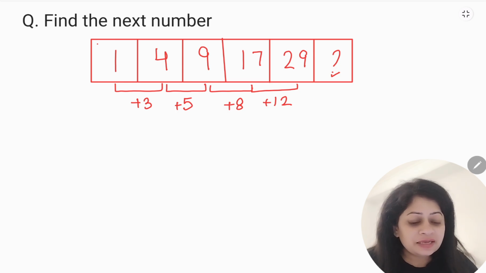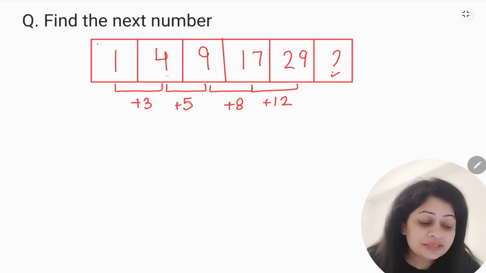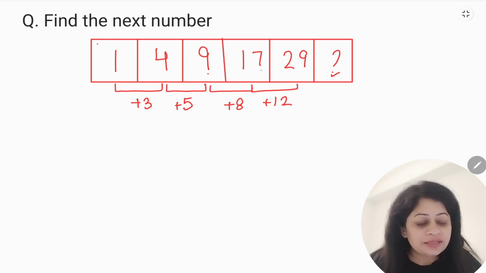Then I can see this number is 1 square, this number is 2 square, this number is 3 square, but this number is not 4 square. It's 4 square plus 1. This is 5 square plus 4. So this is also not that pattern, right?